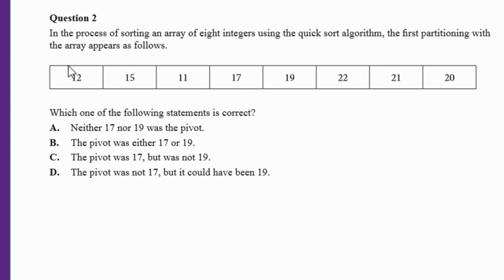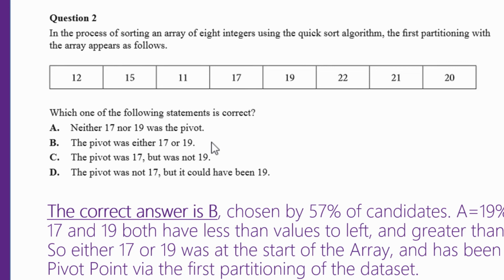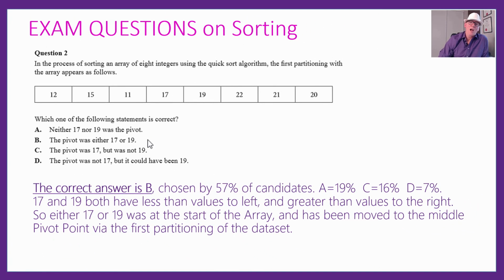So 17 could have been at the beginning and it's been moved here, or it could have been 19 at the beginning and now it's moved there. Okay, we don't really know. I think B, the pivot was either 17 or 19, okay? And the correct answer is B, only chosen by 57%.